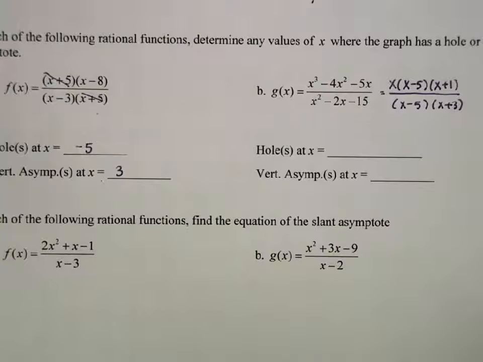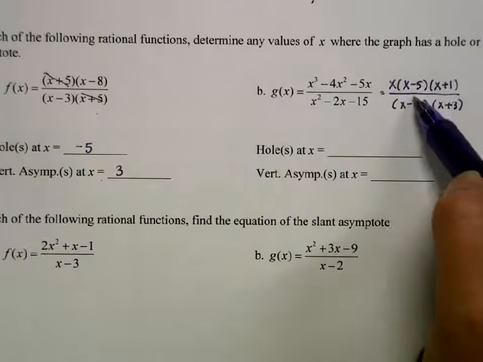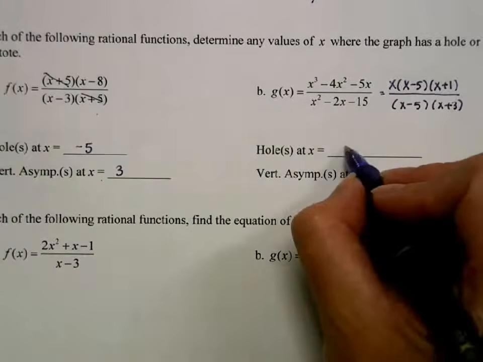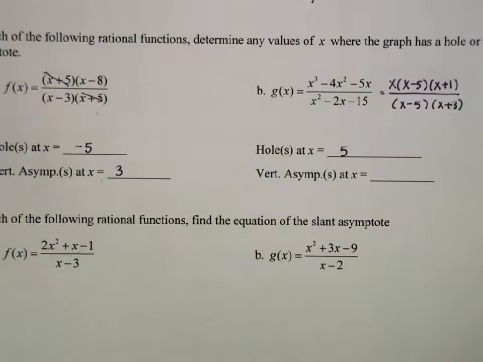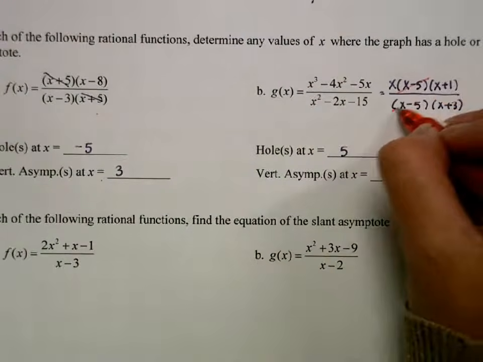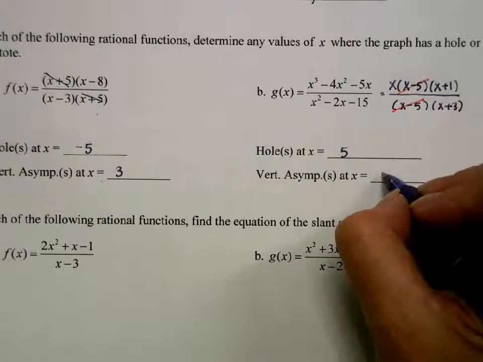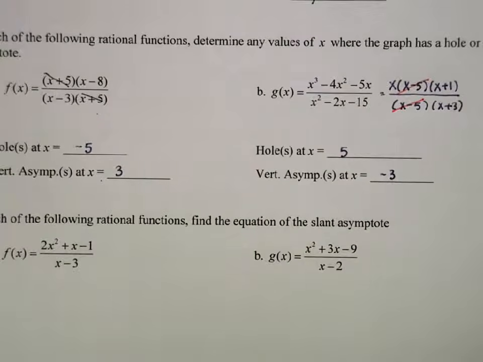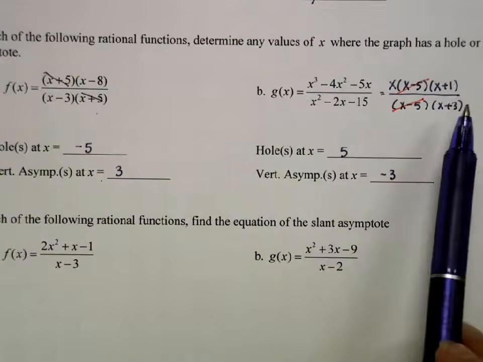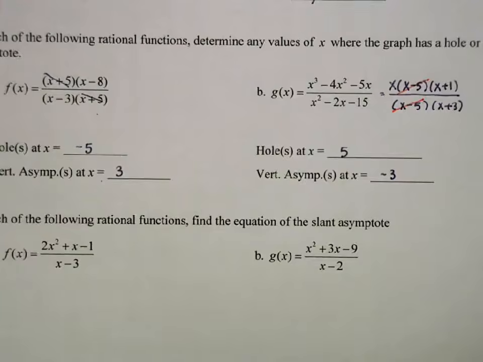Okay, so this one has a hole at that common factor, so at x equals 5. In the denominator, the only thing that's left is this x plus 3, which makes x equals negative 3 a vertical asymptote. And you can have multiple vertical asymptotes. There's a limit of 1 horizontal, but vertical, we can have as many things that make the denominator 0.